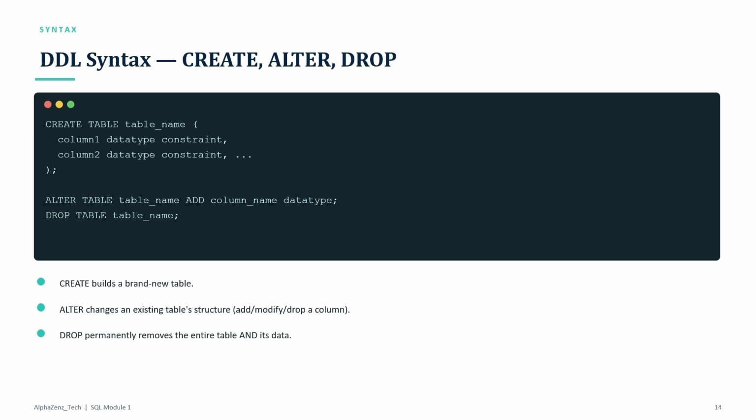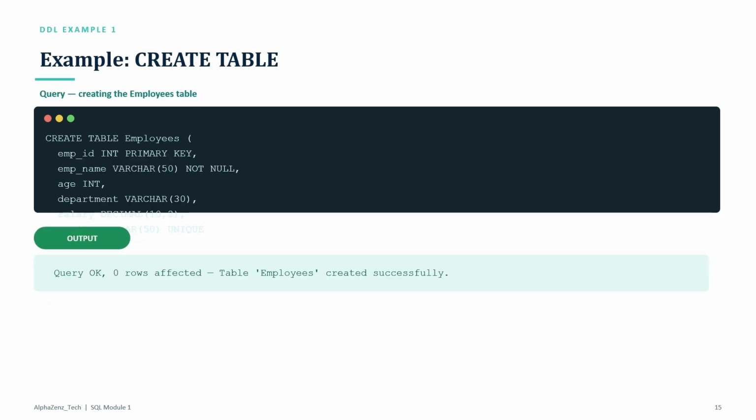Slide 19. DDL syntax. Screen shows the code block. Here's the syntax. Create table, followed by the table name, then your columns with their data types and constraints in brackets. Alter table lets you add a column to an existing table. Drop table removes the entire table completely. Remember, create builds a brand new table, alter changes the structure of an existing one, and drop permanently deletes the whole table and all its data. Be very careful with drop.